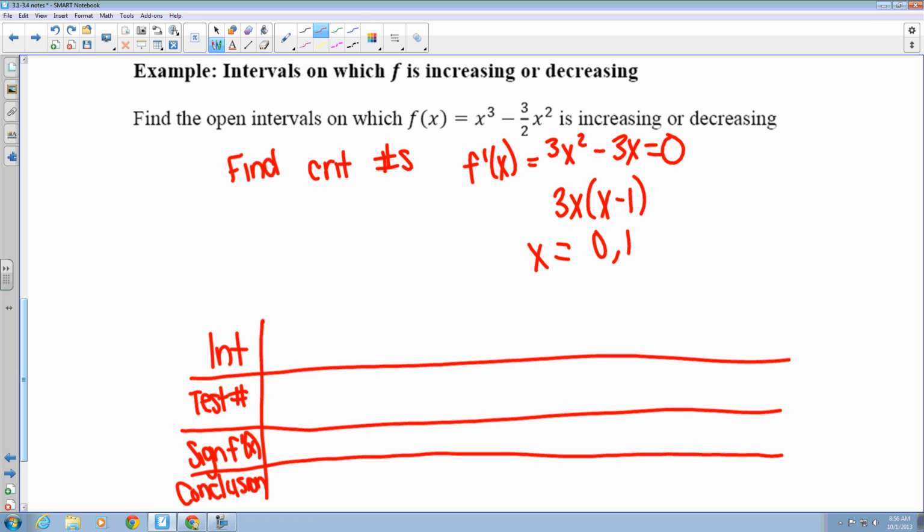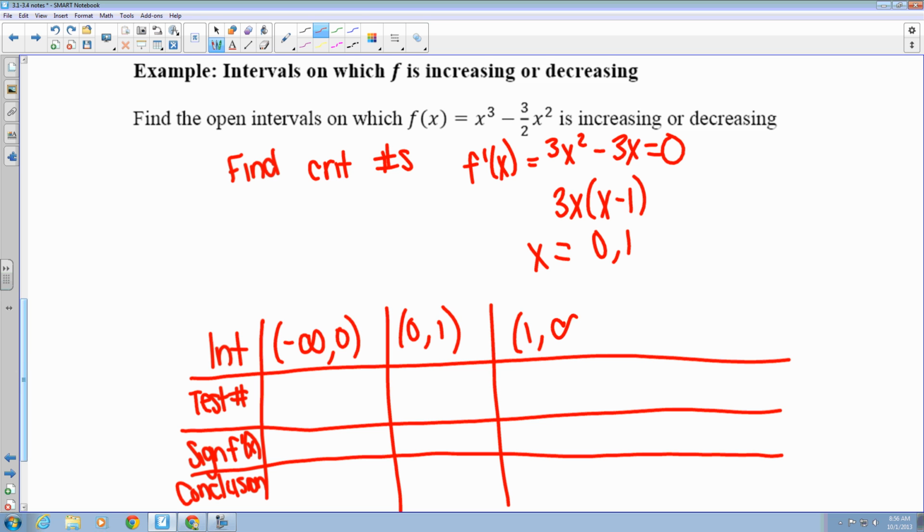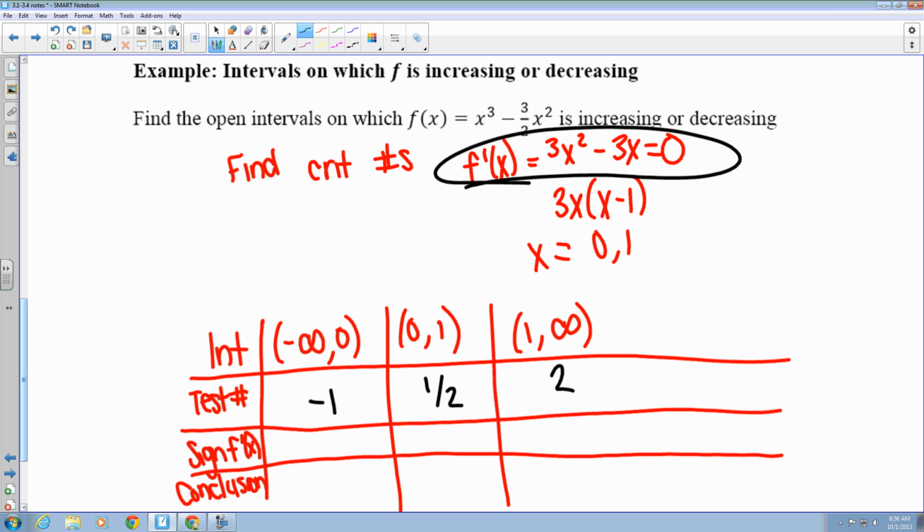So our interval, unless it's told otherwise, is always going to start at negative infinity and go up to our first critical value, which in this case is 0. And it's going to go between the critical values. And then it's going to go up to infinity unless told otherwise. Okay, and then you're always going to pick a test point that's in our interval. So our first interval is from negative infinity to 0, so I'm going to test negative 1, 1/2, and 2. And you put those into our derivative, which is 3x squared minus 3x.